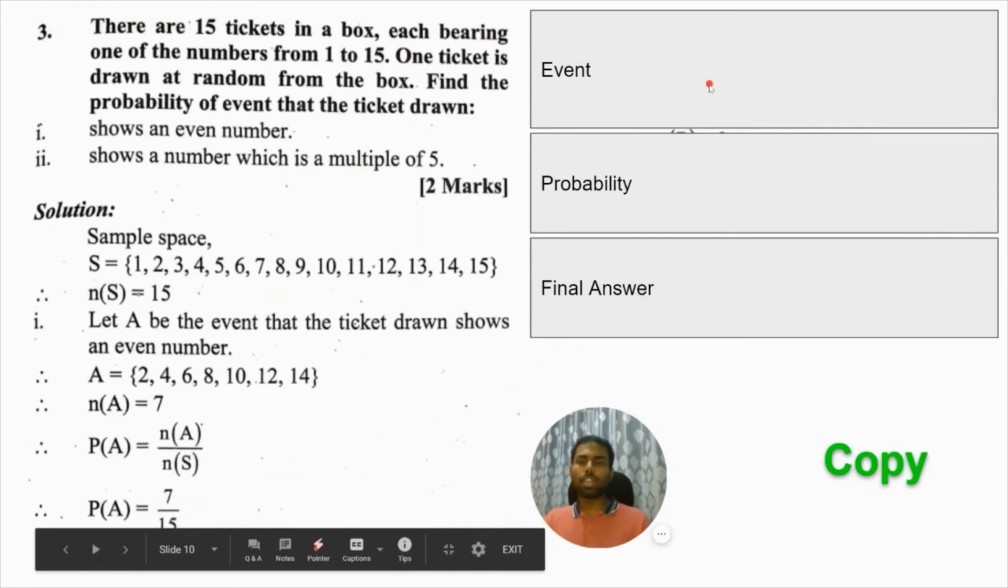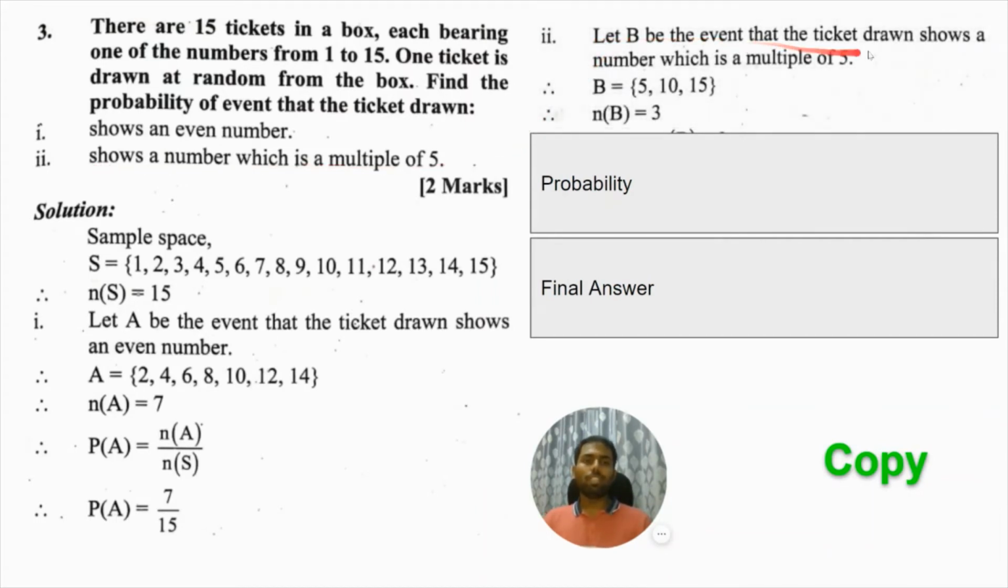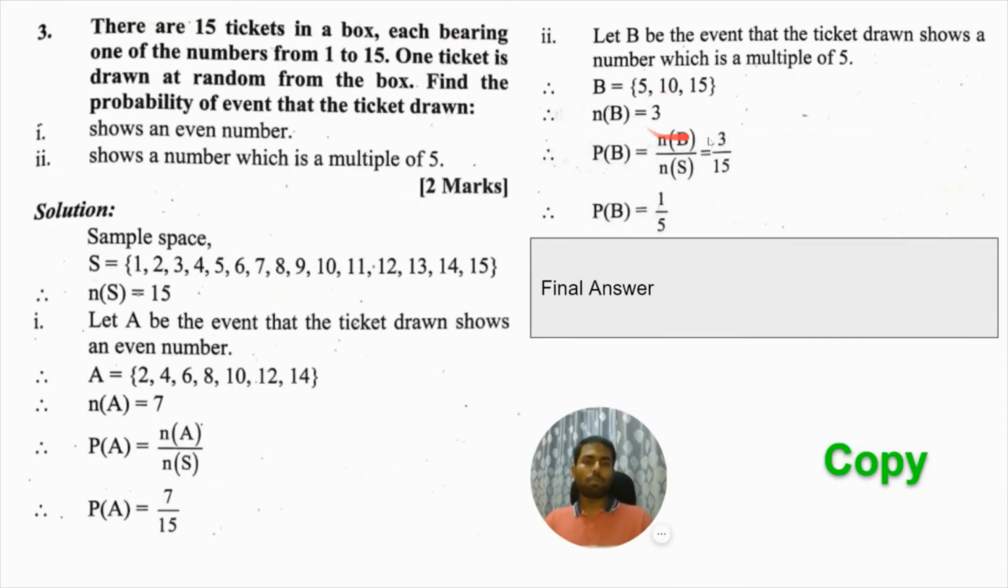Similarly do the second one. अभी वापस event को एक नाम दे दो. Let event B be the event the ticket drawn shows a number which is a multiple of 5. Multiple of 5 यानी 5 के टेबल में आएगा. So 5 आ जाएगा, 10 आ जाएगा, 15 आ जाएगा. सिर्फ 3 नंबर. So number of elements in B is 3. And again use the formula for probability. 3 upon 15 आ जाएगा. So again you can reduce this. 3 1s are 3, 3 5s are 15. So 1 upon 5 आ गया.